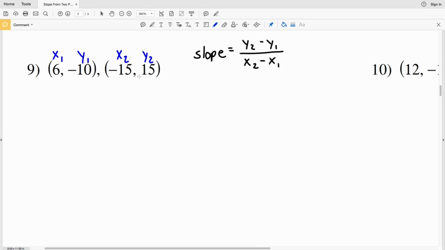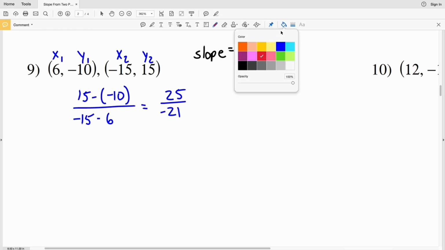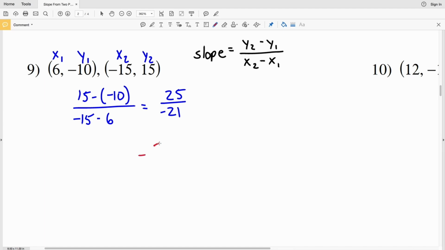So for number 9, we're taking 15 and we're subtracting a negative 10, and that's all over a negative 15, and we're subtracting 6 from that. Positive 25, and that's all over negative 15 minus 6, which is a negative 21. This cannot be simplified anymore, so the answer for number 9 is negative 25/21.